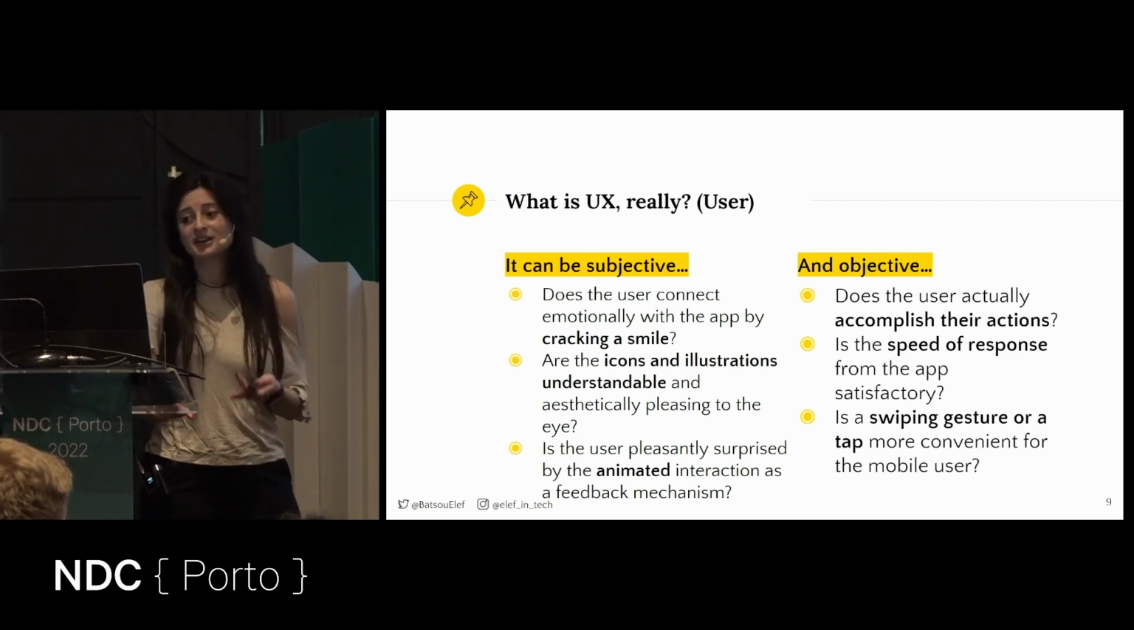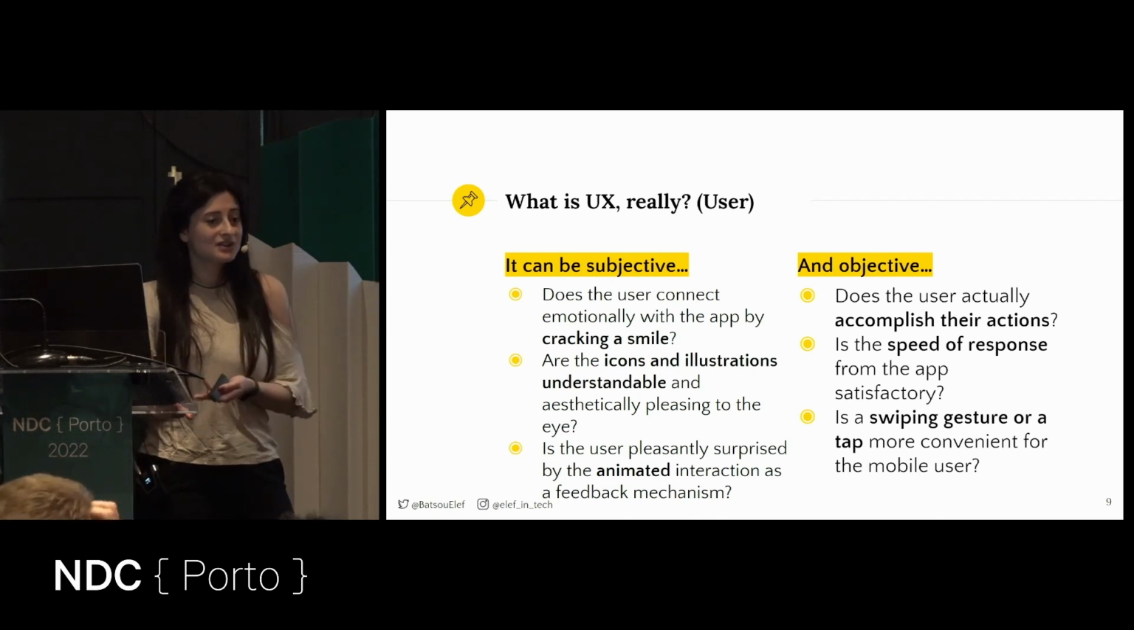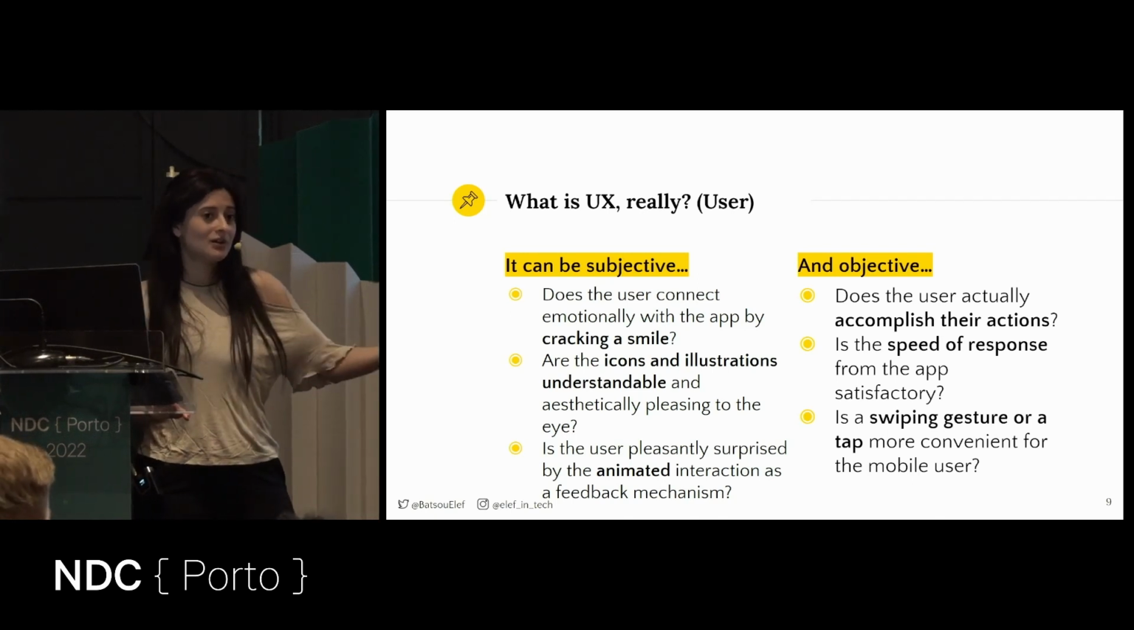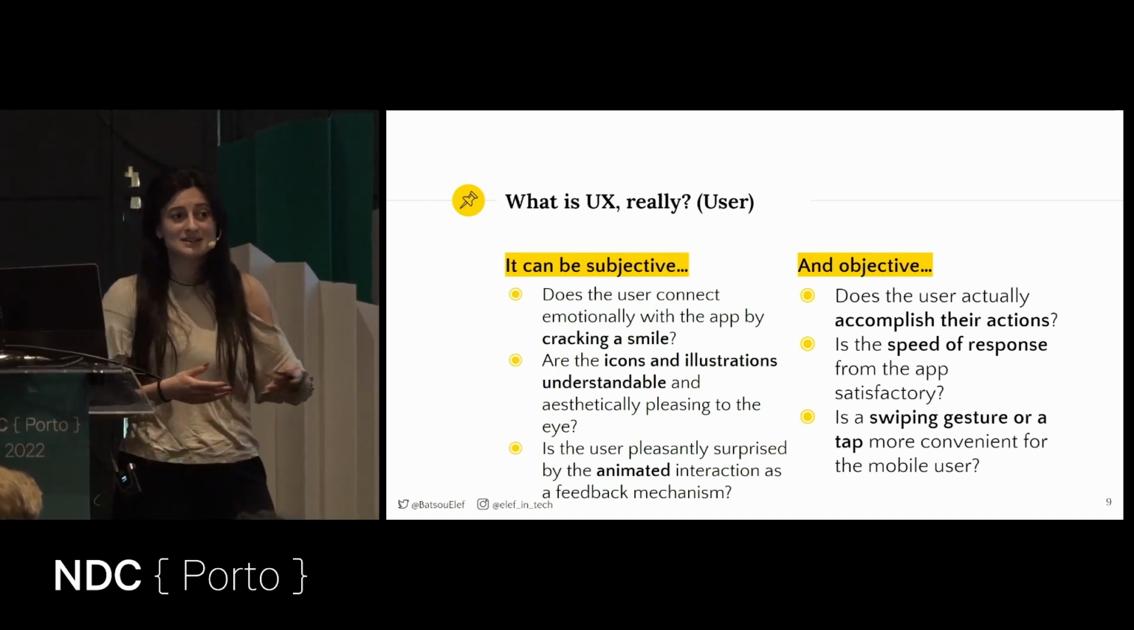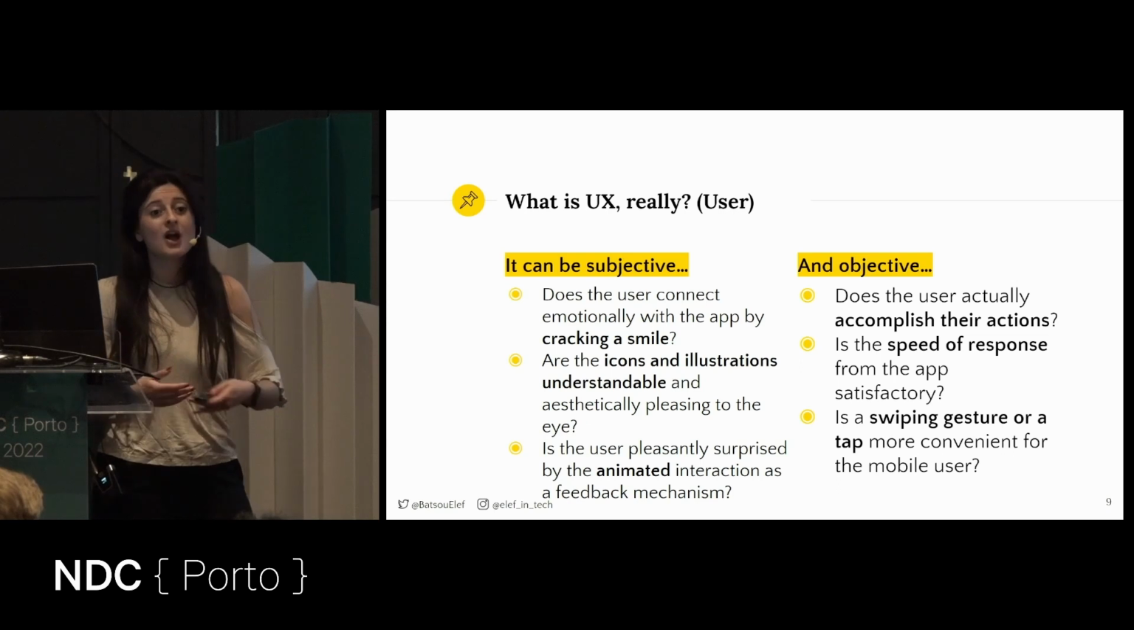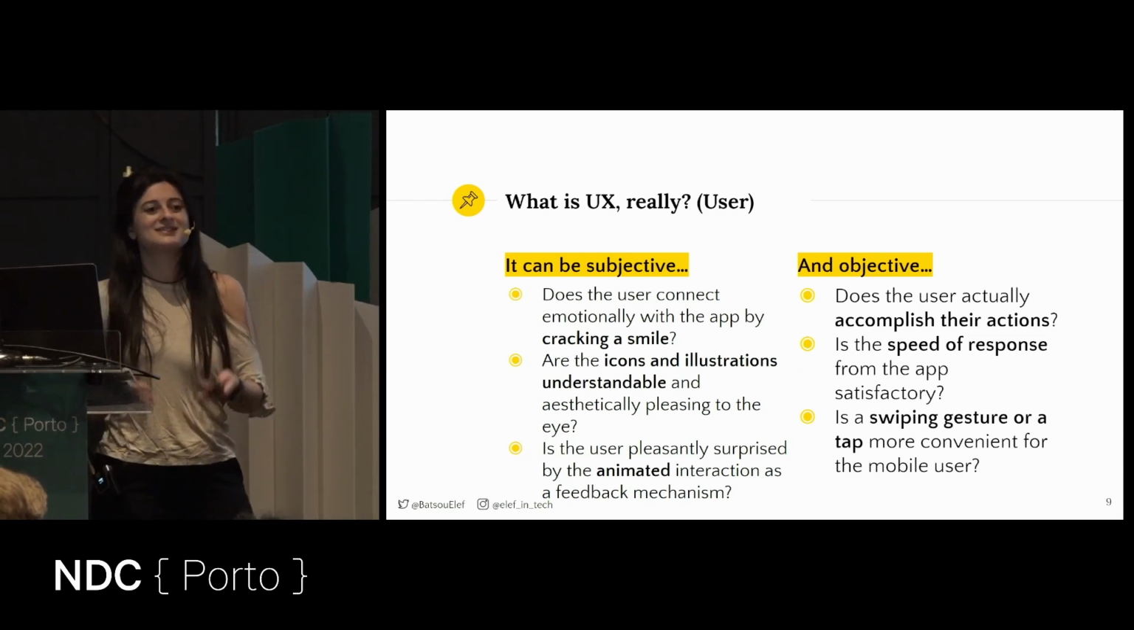And on the other hand, it can also be objective. Can the user actually do what they are supposed to do? And are they capable of doing it fast and easily and with satisfaction? All these are questions that the designer has to think about and answer.